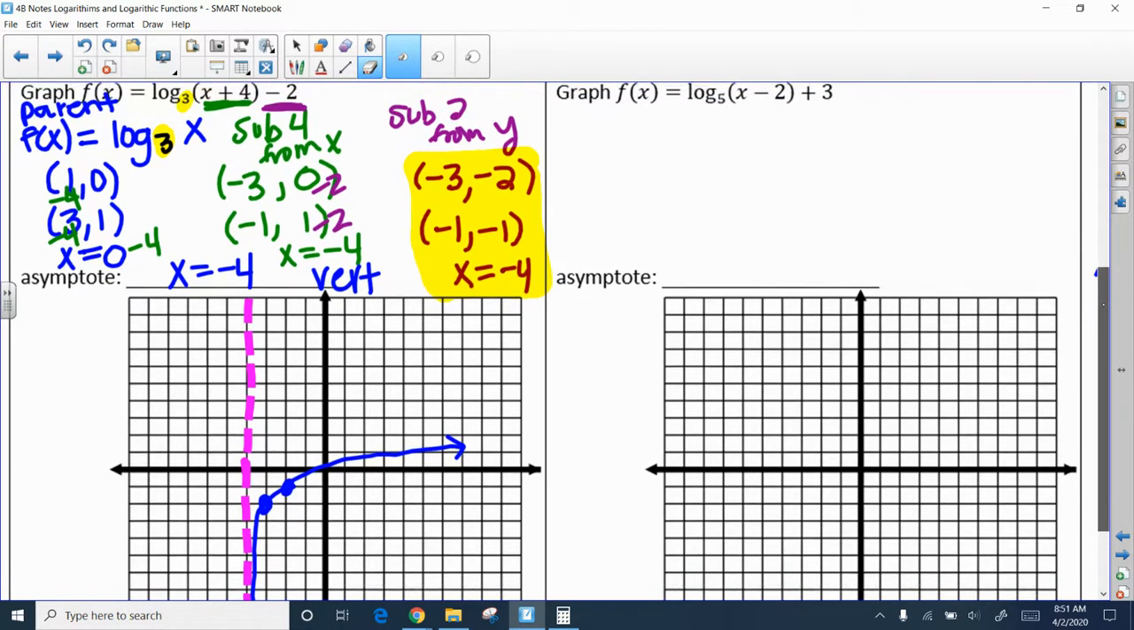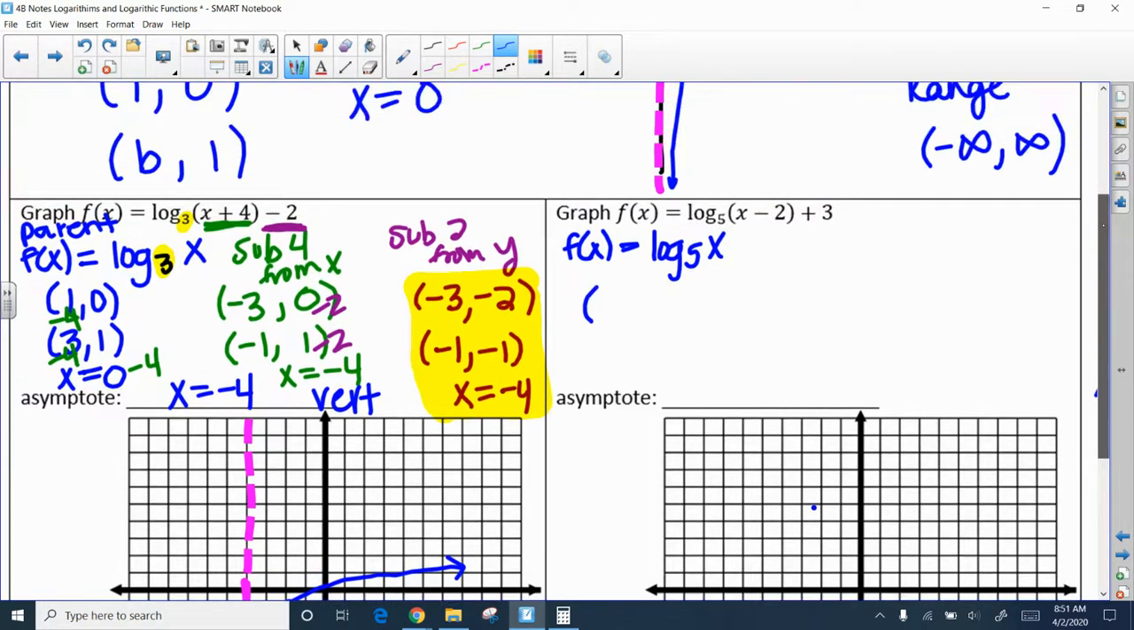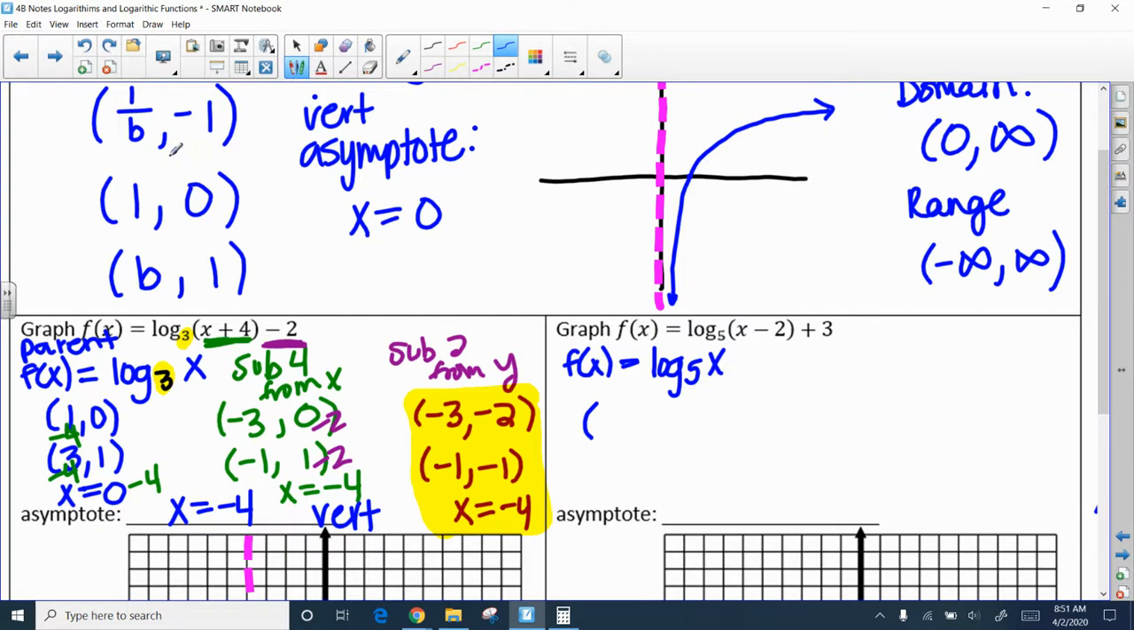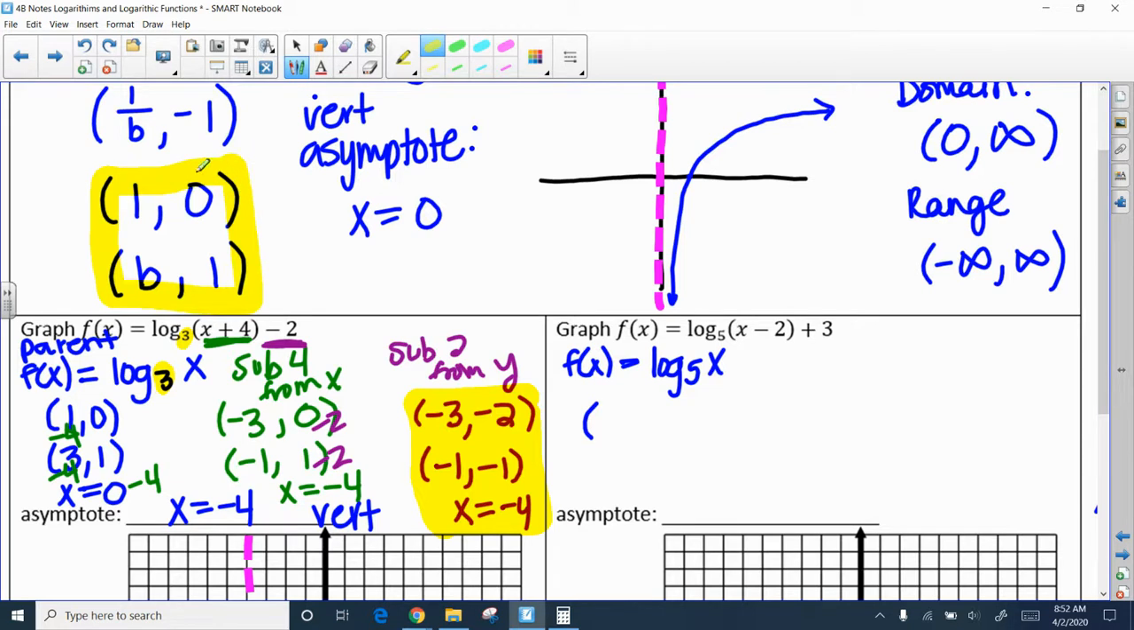All right, let's do one more. So this one we have log base 5 of x minus 2 plus 3. So same thing, we're going to graph using a parent function and then transformations. So the parent function is f of x equals log base 5 of x. So our coordinate points, I'm not going to use the one with the fraction. I'm just going to use these two. To make it a little easier on ourselves and not have to deal with the fractions, I'm going to use the 2 points with the whole numbers.